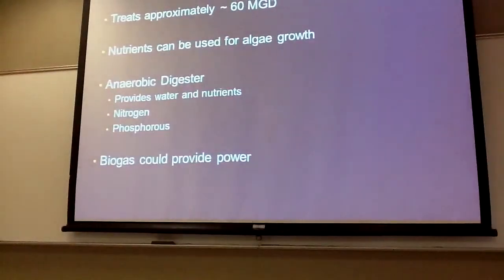Moccasin Bend currently treats about 60 million gallons per day. It's designed for about 140, and it's provided the nutrients, which are various nitrogen and phosphorus, and biogas again, to provide power and CO2.